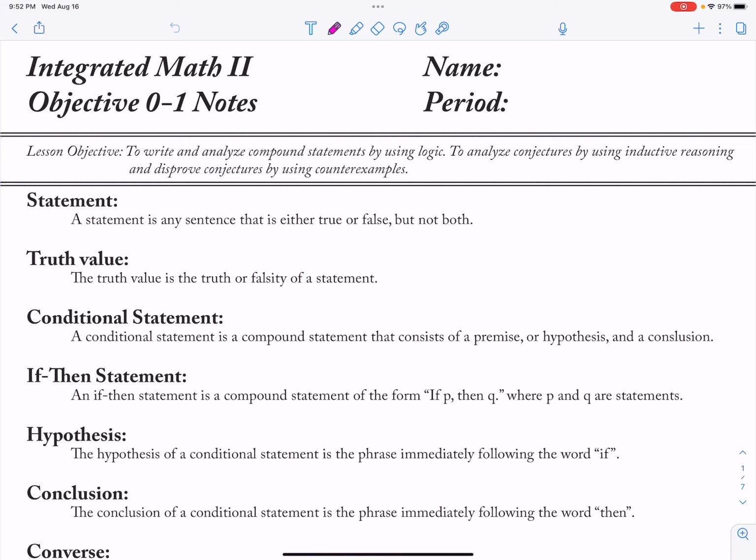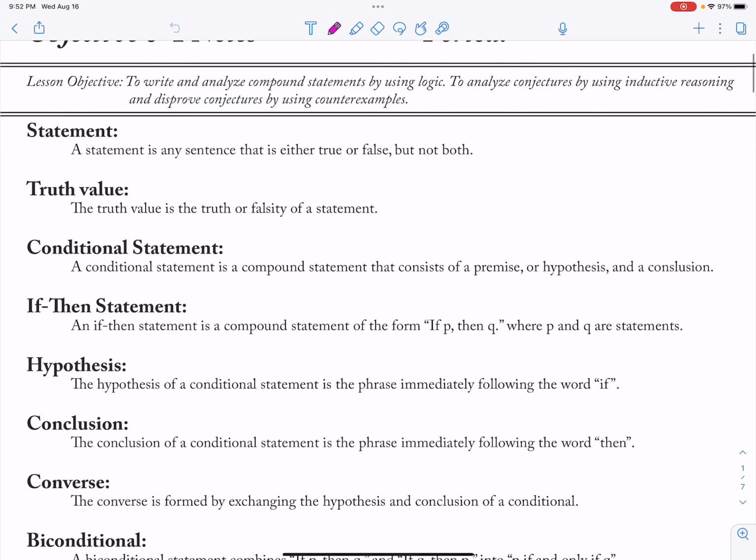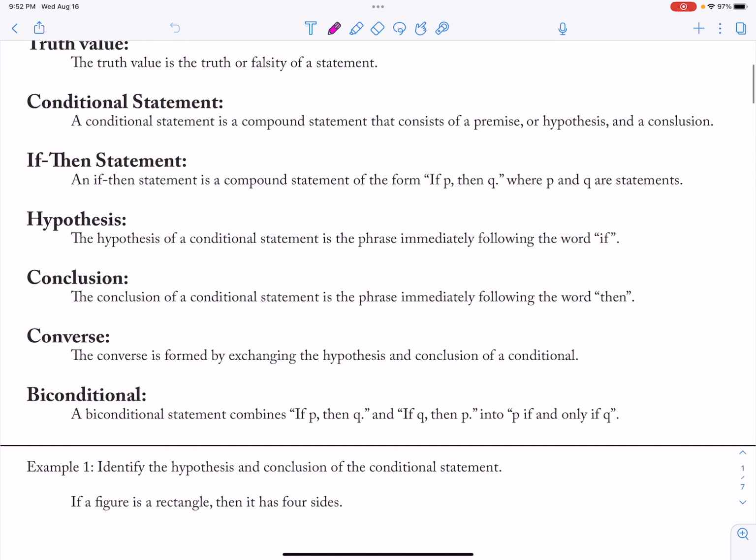So there's a bunch of terminology here: what a statement is, what a truth value is, conditional statement, if-then, hypothesis, conclusion, converse, and biconditional. I'm going to use all of these in this lesson, but you guys can read the definitions. I don't think I need to read them to you.